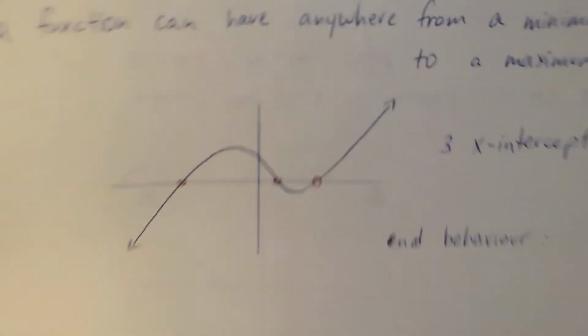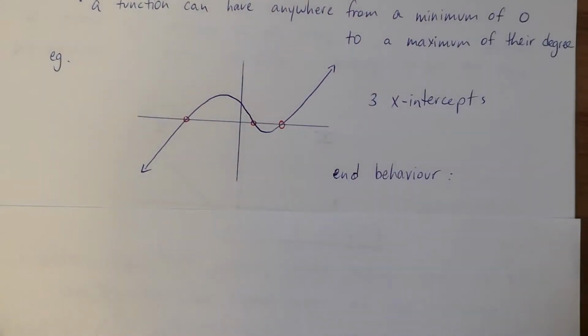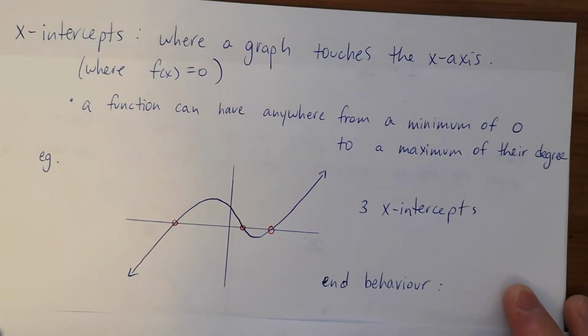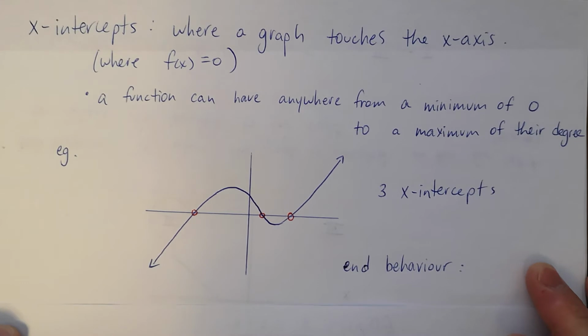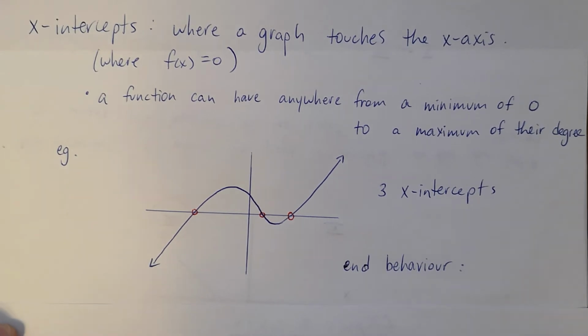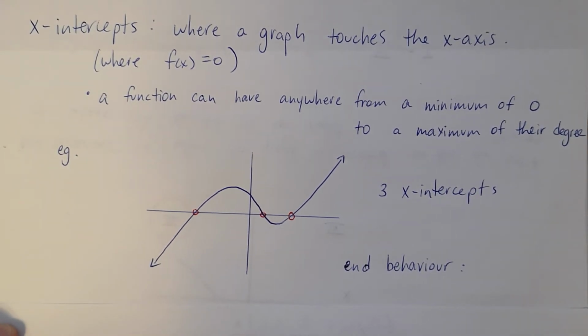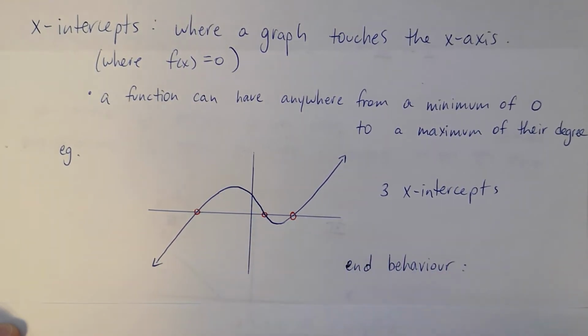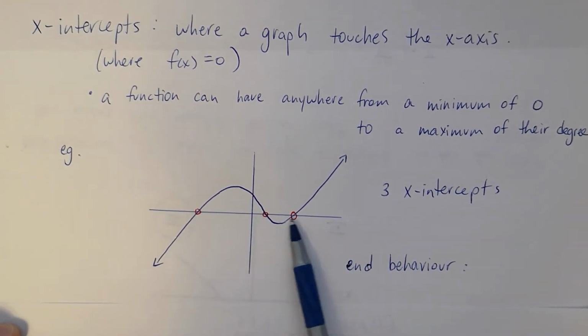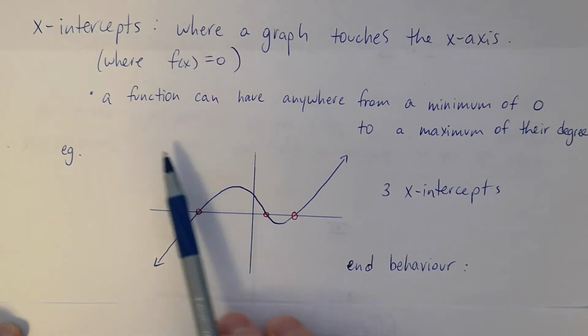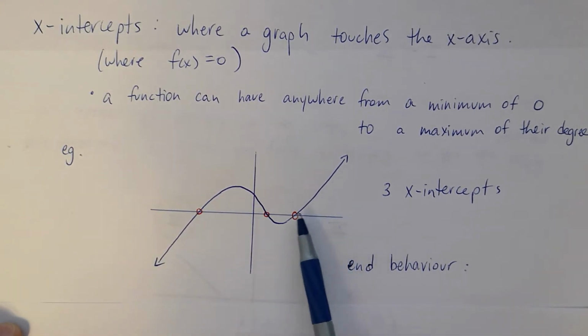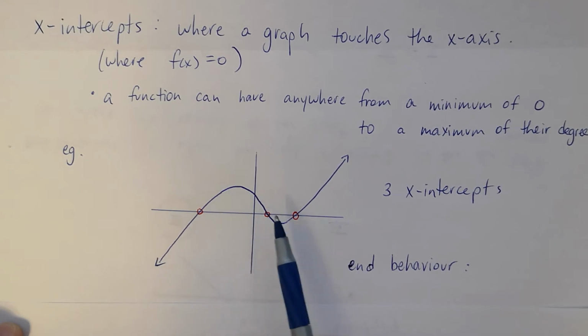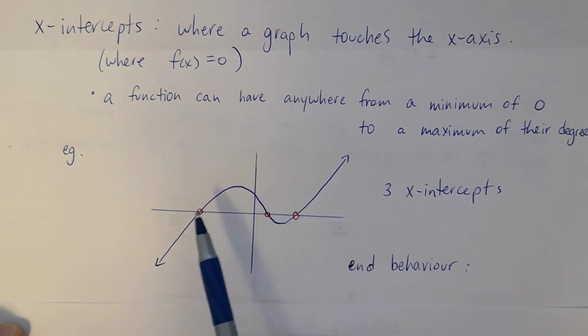Next, I'm going to talk to you about x and y intercepts. Okay? X-intercepts are where a graph touches the x-axis, and this is where the function equals 0. Okay? I've sketched a cubic here, and I've highlighted where the x-intercepts are. Okay? This cubic, which is degree 3, has 3 x-intercepts, but that's not always true.